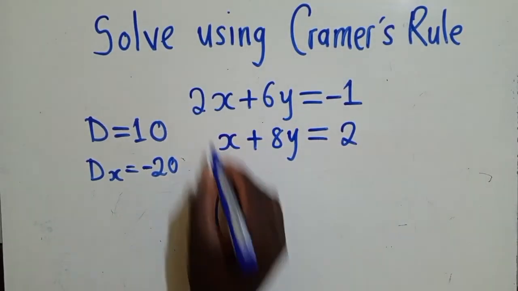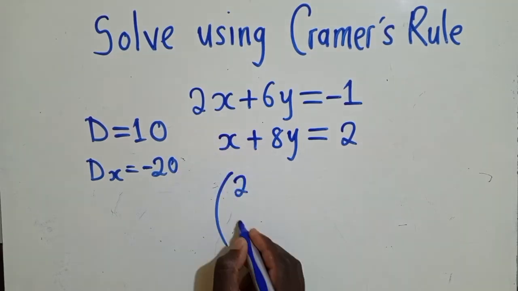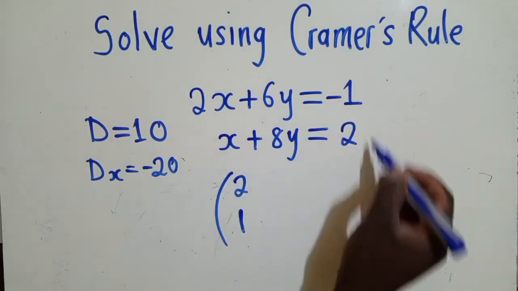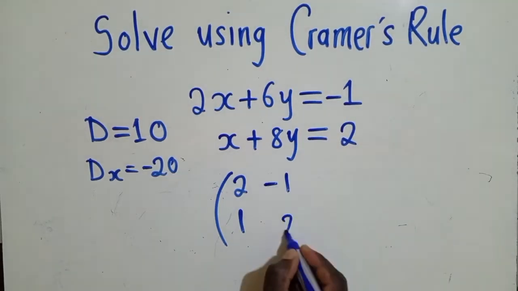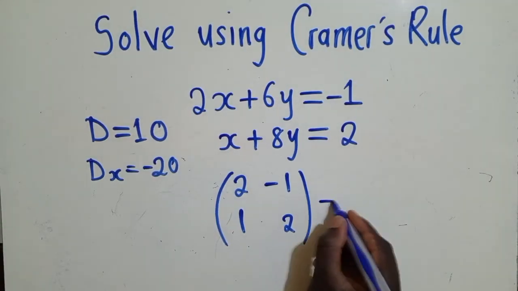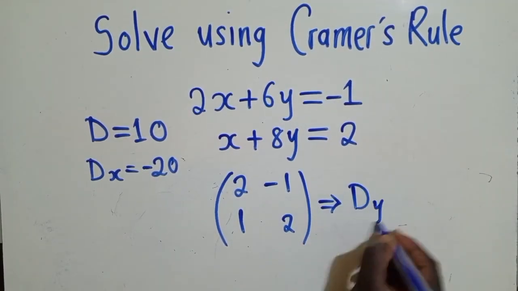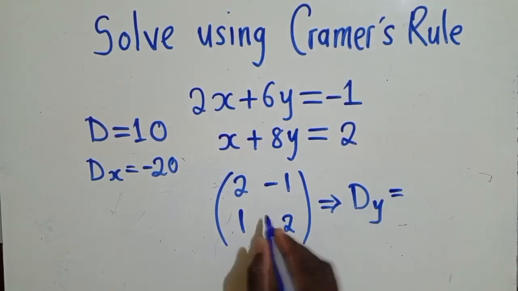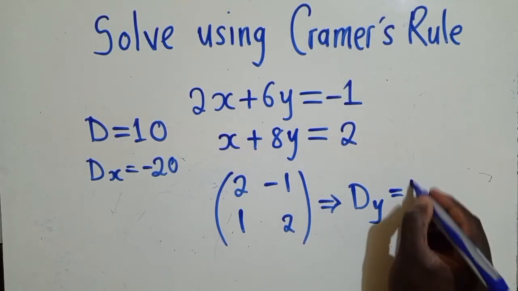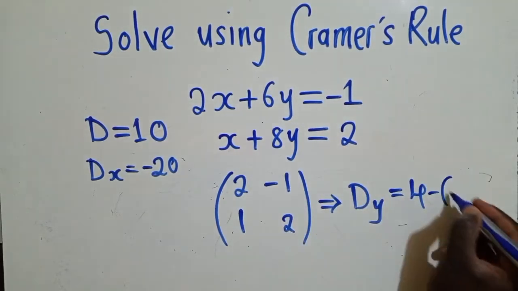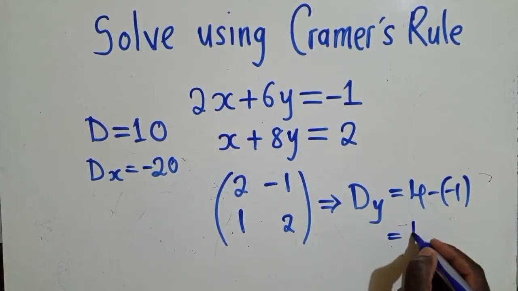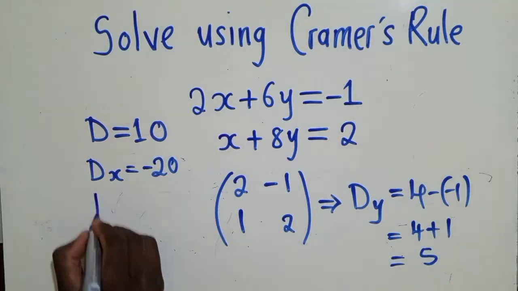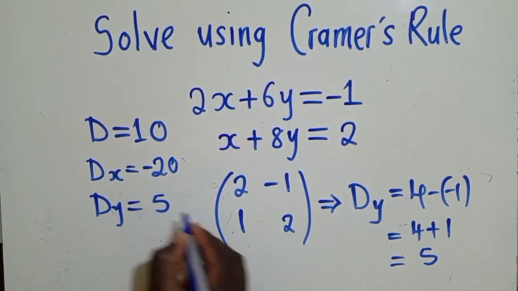We go to the y value. For the y value, we're going to maintain these coefficients right here. This and this we'll maintain, but where y is, we'll put the answers, negative 1 and 2. Okay? So we shall find the determinant and call it D subscript y, because we want to find the y value. We multiply, this will give us a 4, minus, when we multiply, it will give us a negative 1, and when we solve nicely, it will be 4 plus 1, which will give us a 5. So our Dy is equal to 5.